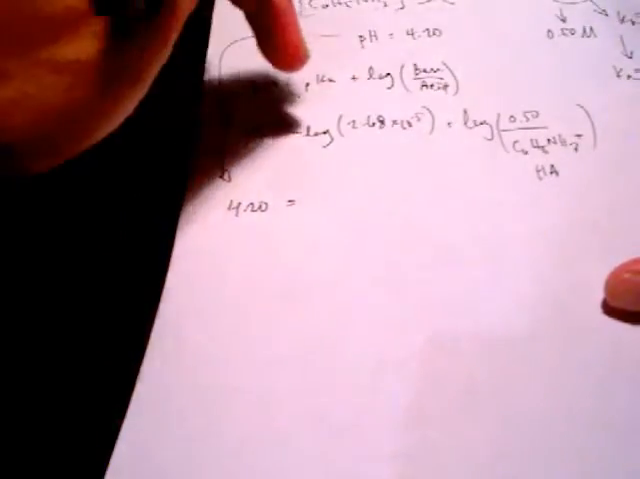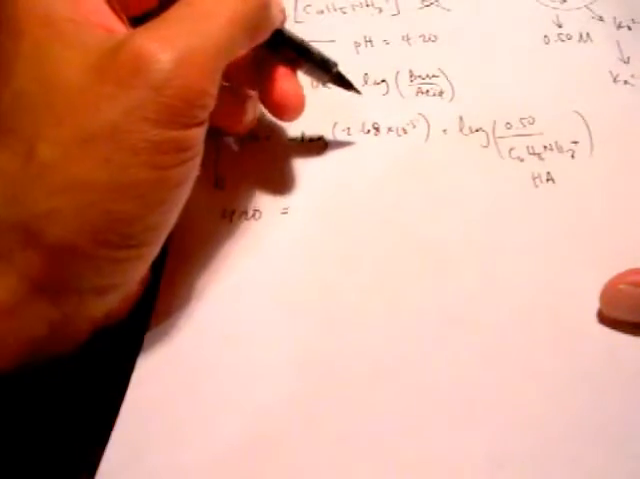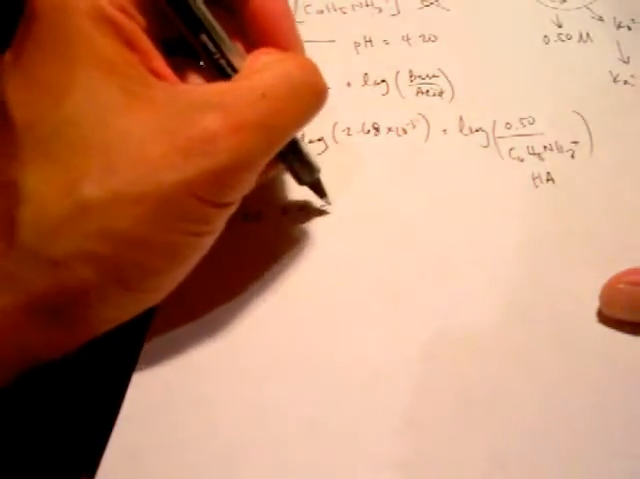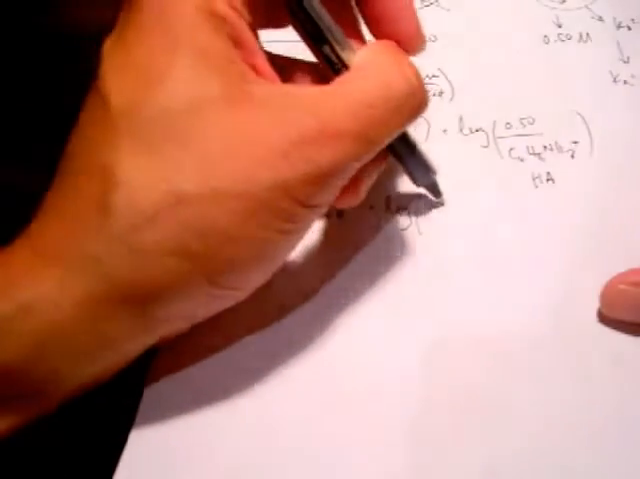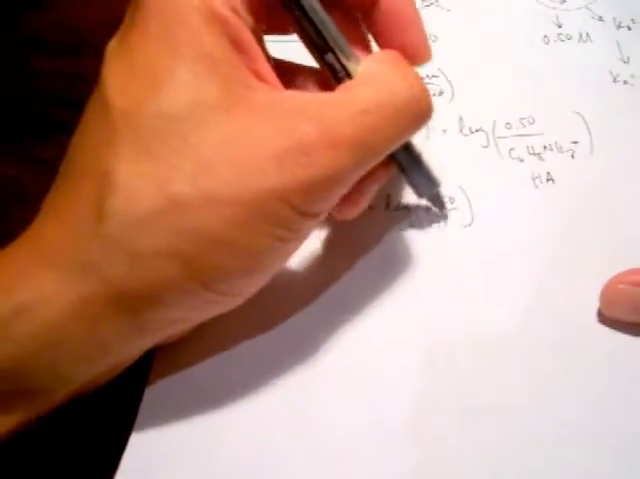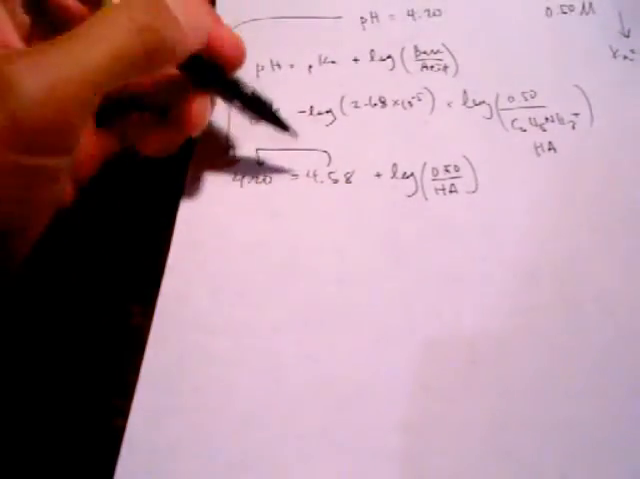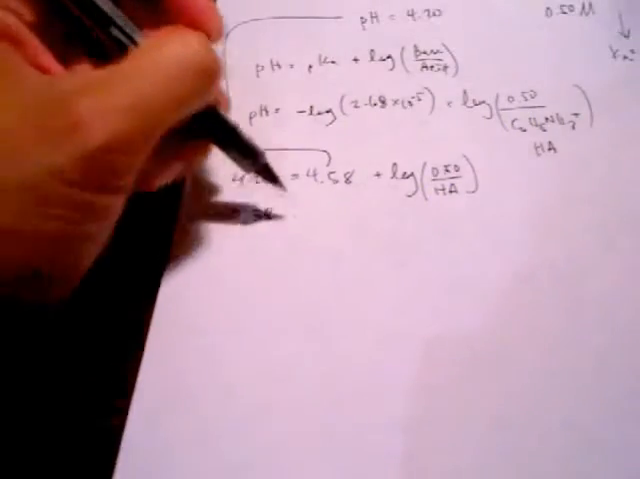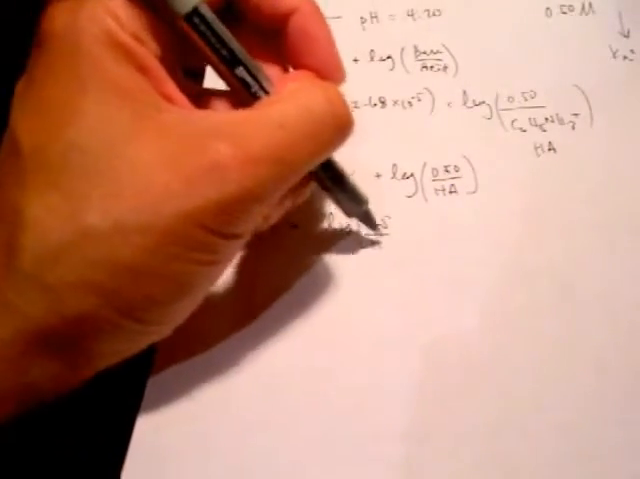We're going to put that on the left side of the equation, and then this negative log of Ka comes out to 4.58. So we have that plus log of 0.50 divided by HA. Now, how do we get rid of this? We'll shorten it up by moving 4.58 to the other side. That gives us negative 0.38 equals log of 0.5 over HA still.